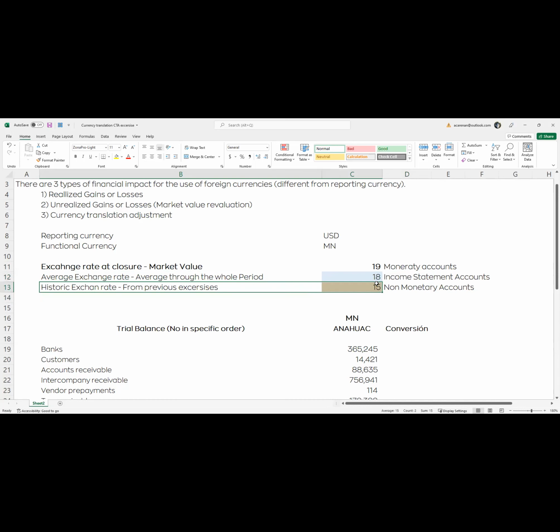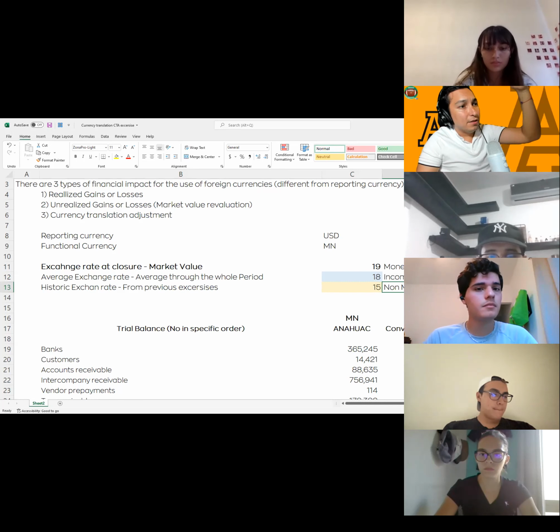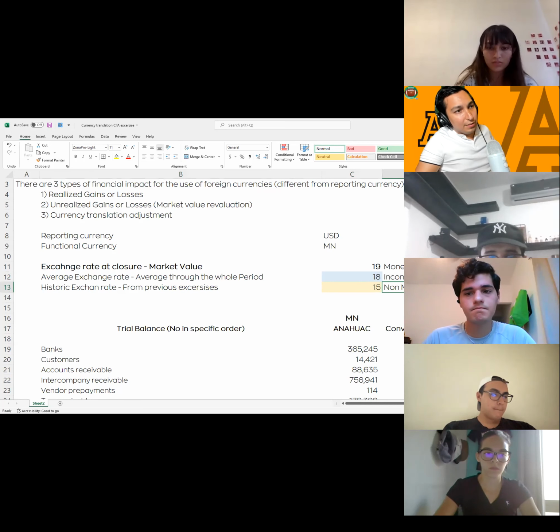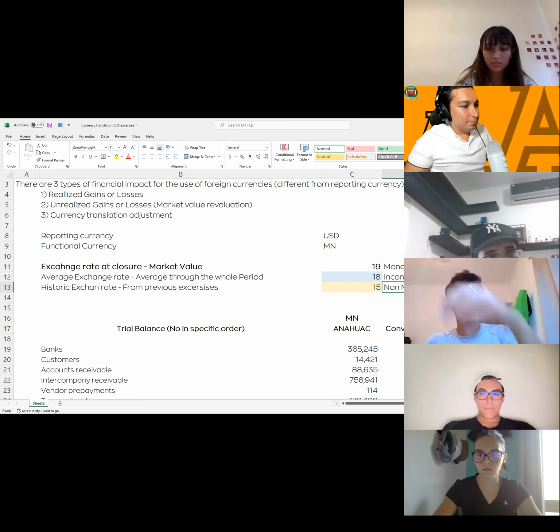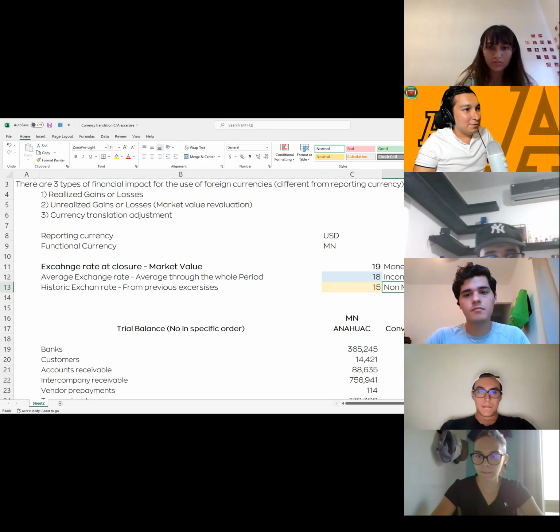And the historic exchange rate goes to the non-monetary accounts. If the closing rate applies for the current assets and current liabilities, the non-monetary accounts are the non-liquid ones, like fixed assets, long-term debts, retained earnings, and I will explain later why we apply that. So do it by yourselves, please. If you have doubts, you have me, you have 5 minutes.